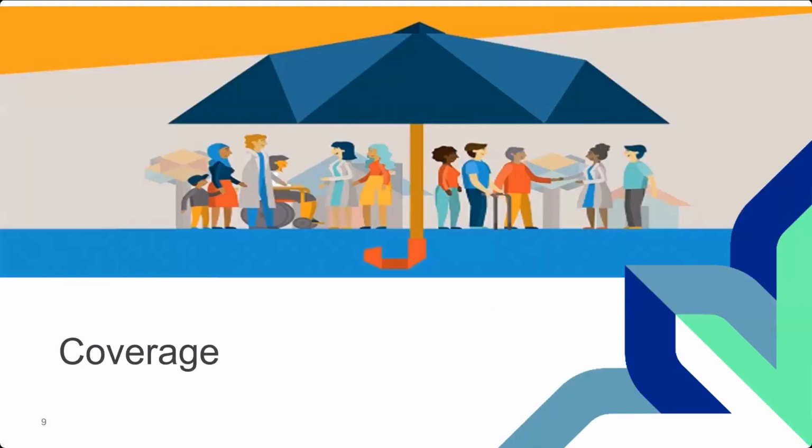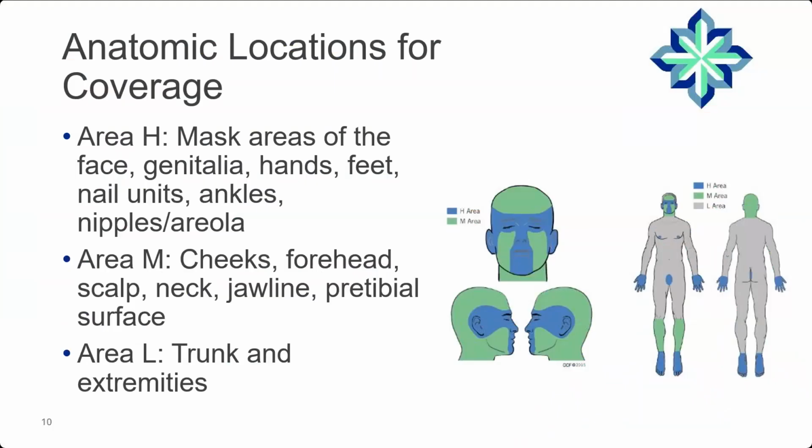Okay, so I briefly showed you the LCD, but let's move on and talk about that coverage criteria that's contained within the LCD. I alluded to this a few slides ago. Part of our review is to look for the covered anatomic locations of H, M, and L. As you can see on this slide, area H is the mask area of the face. It also includes the genitalia, the hands, the feet, nail units, and the ankles.